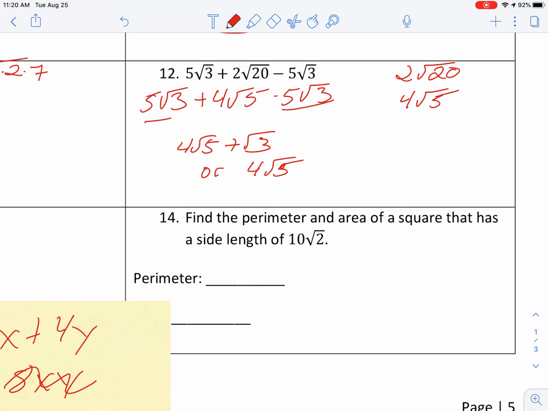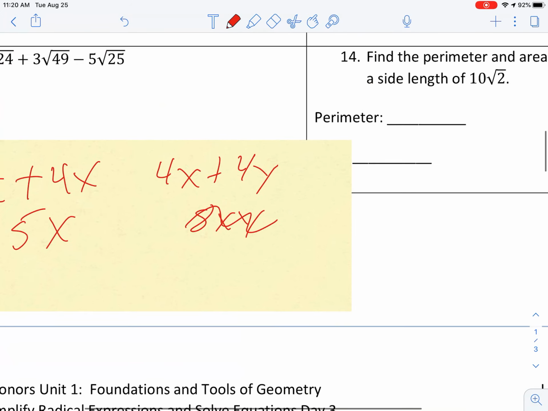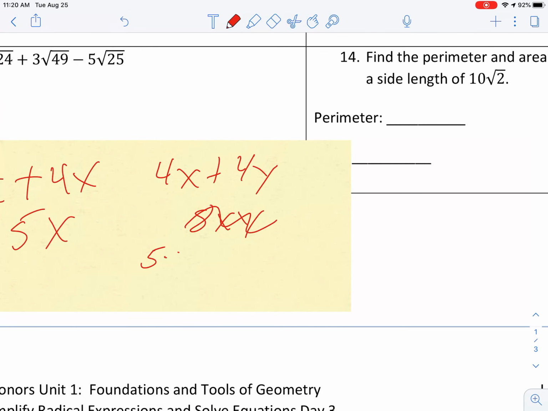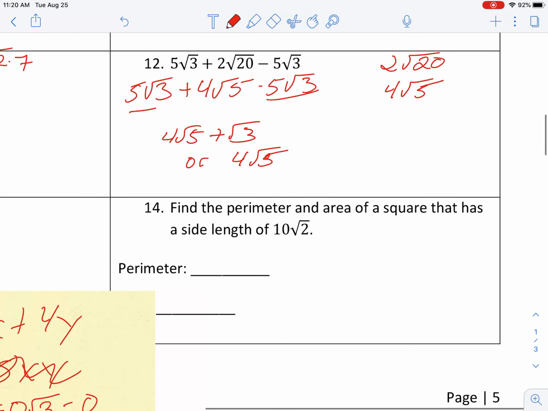So it's those 5 root 3 minus 5 root 3. What is 5 minus 5? 5 minus 5 is obviously very much 0, okay? When I got the root 3's on there, you're saying now, well, what's 0 times root 3? What's 0 times anything? It's 0. So those 5 root 3's are going to cancel out. So the answer is 4 root 5.